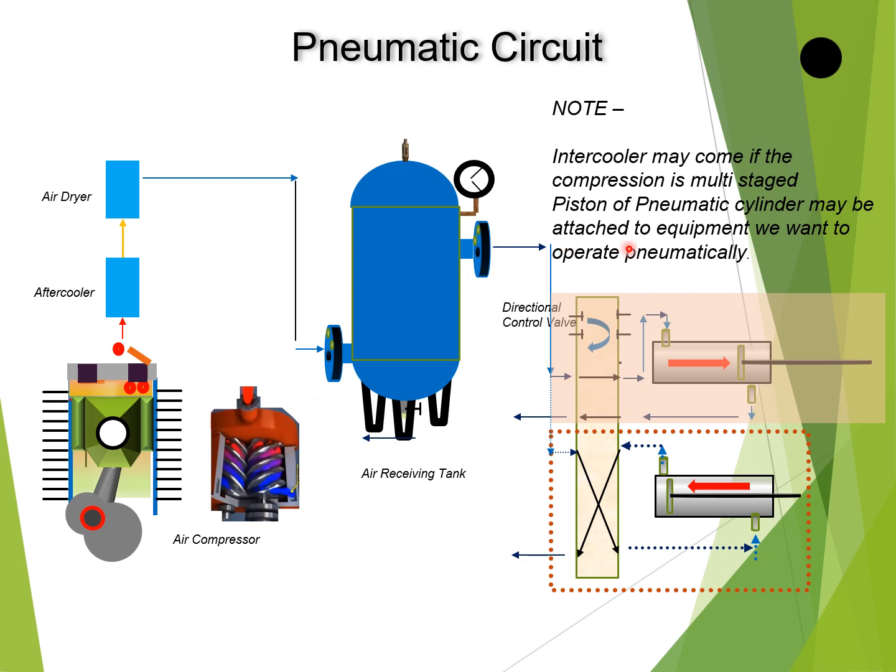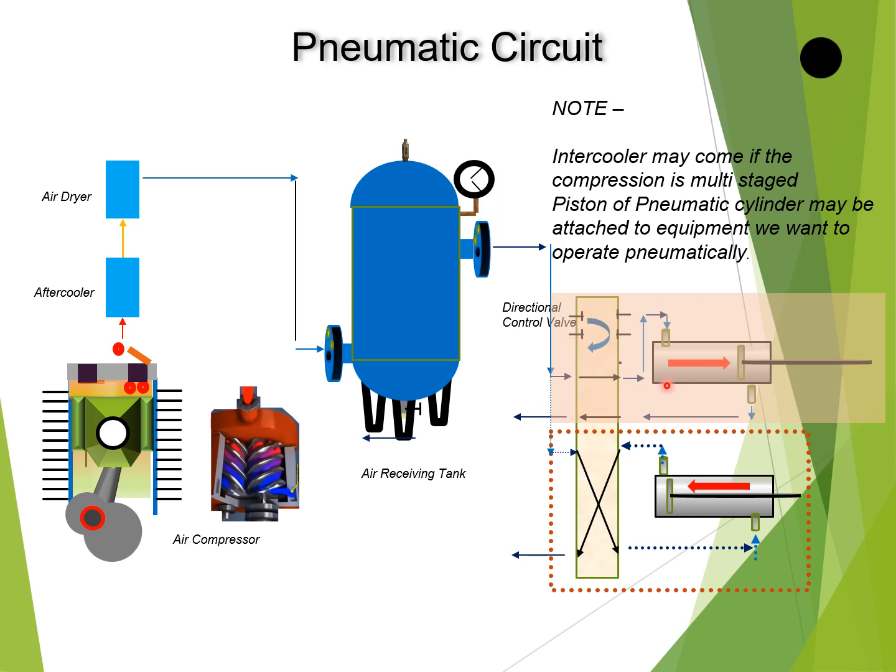Now we can see the piston of a pneumatic cylinder can be attached to this pneumatic circuit. Now how will it act? If you recall, in a hydraulic system we had a directional control valve. Here also we have a directional control valve. So air from the air receiving tank is pulled. If it is not being used, then this port will work. The air will come from here and go out.